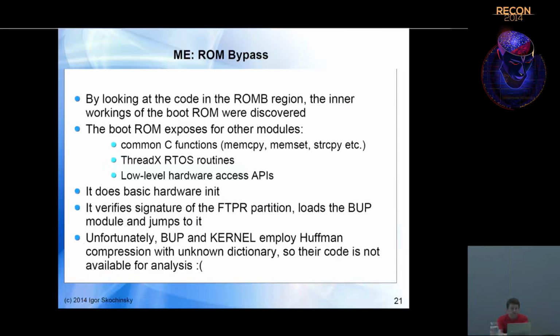and so on. So I could see that this code, for example, takes the FPTR partition, loads the bring up module, and after verifying the signature, jumps to it. Yes, unfortunately, in the modules that I was looking at, this bring up and kernel modules, they employ Huffman compression, which is implemented in hardware, so I could not figure out how to decompress it. So I still did not have all the code. I had the code of boot ROM, but not the code of the kernel and the bring up. So that was a bit disappointing again.